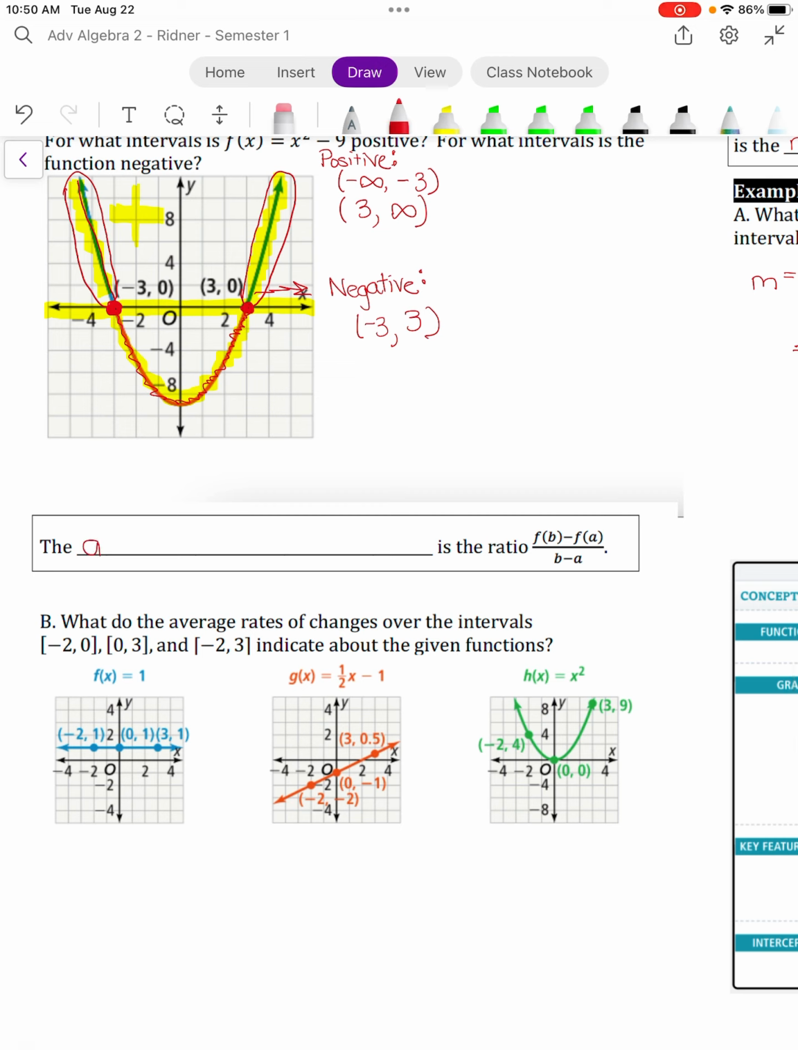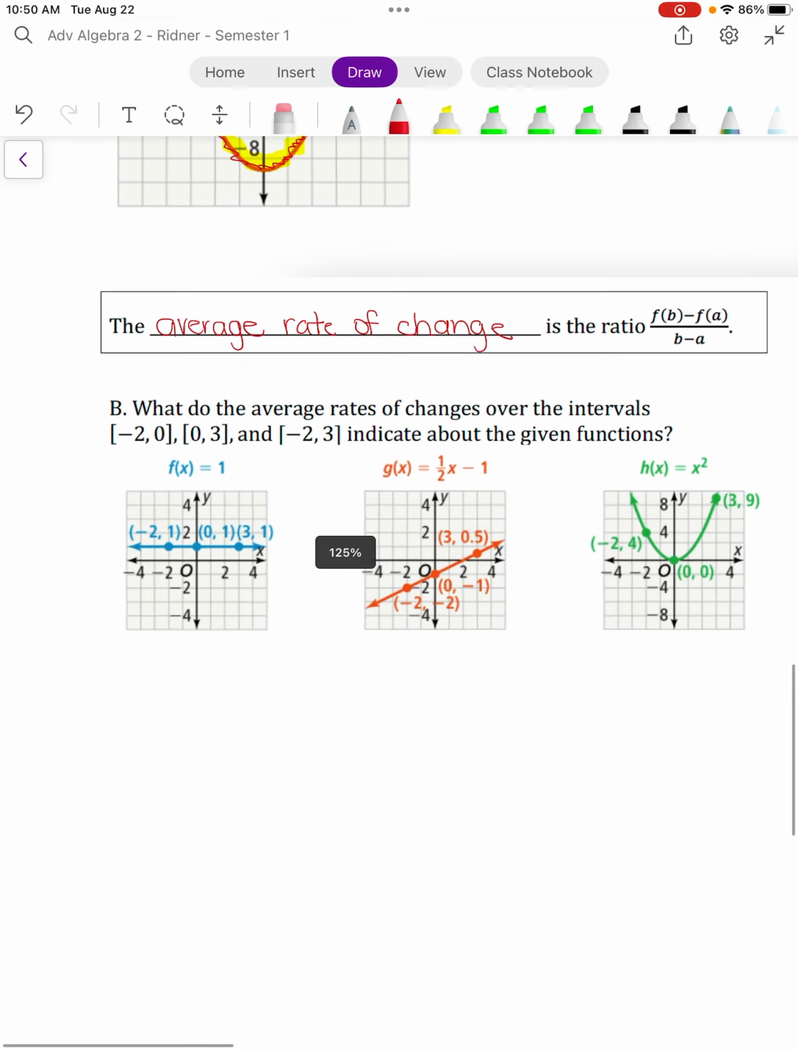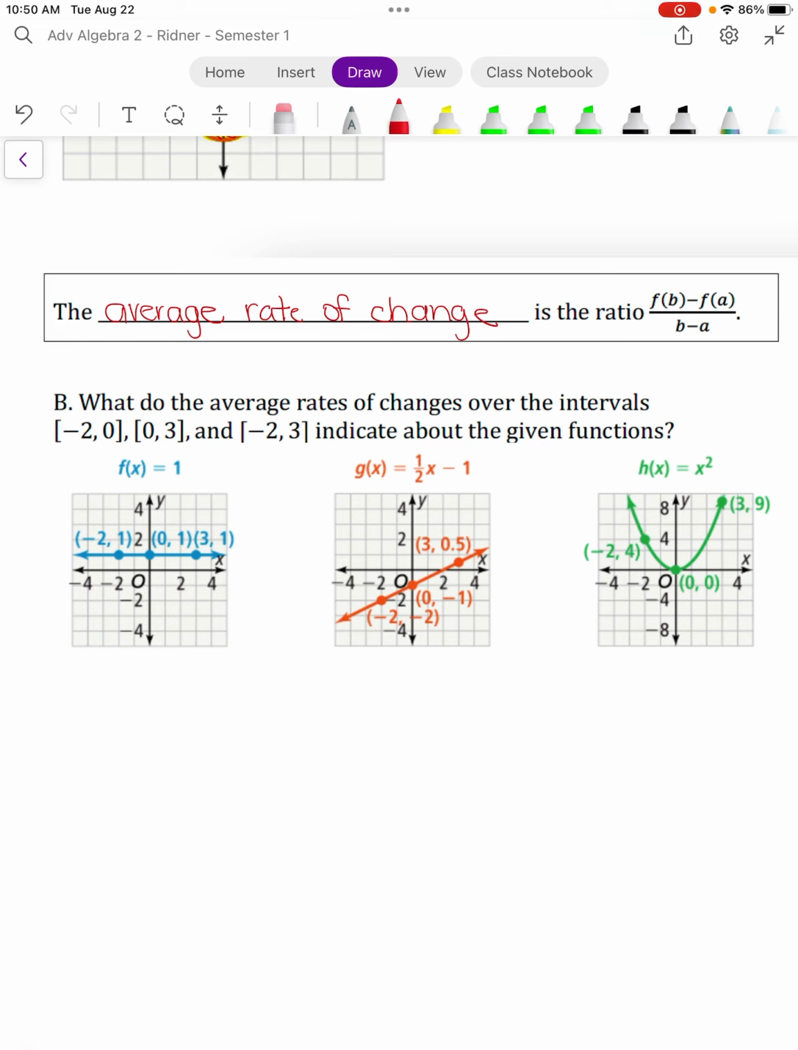So to fill in the blank, for those of you that just have to have every blank filled in, the average rate of change is that ratio we just found. Ratio means fraction. So in this one, I'm not going to go through all of these because this is just way too many, but on your next slide, I will put a finished product if you want to complete and check your answers. But let's just start slow here.